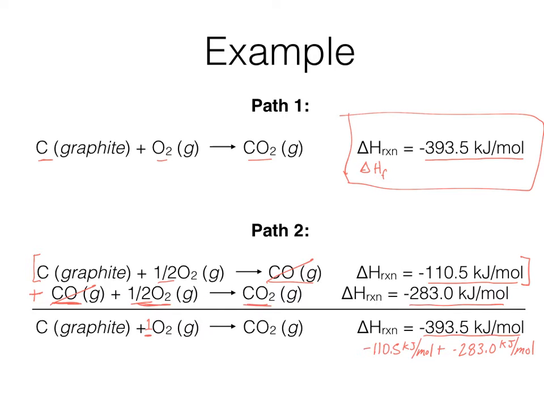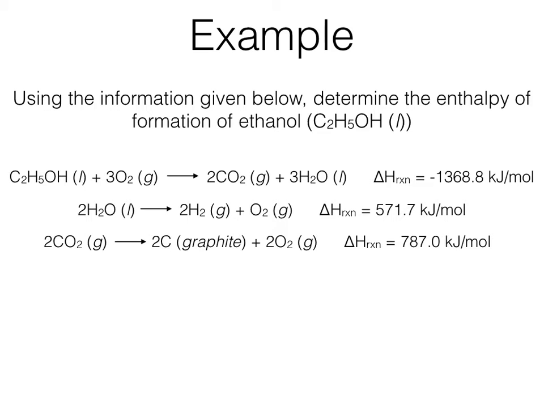Okay, so now let's walk through an example where I'm going to figure out the delta H of reaction for the formation of ethanol using the information provided here. The first thing with these problems is that you've got to figure out where you're going. The enthalpy of formation of ethanol is forming ethanol, C2H5OH liquid, from elements in their standard state.